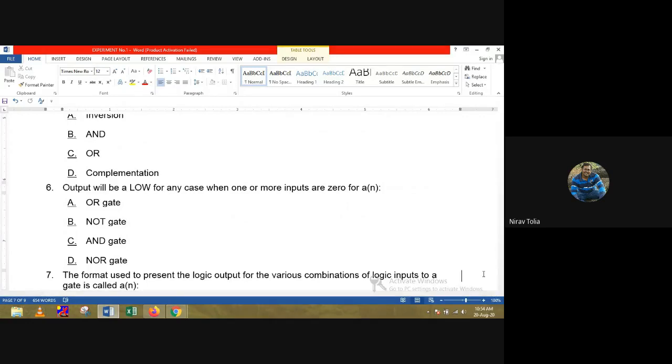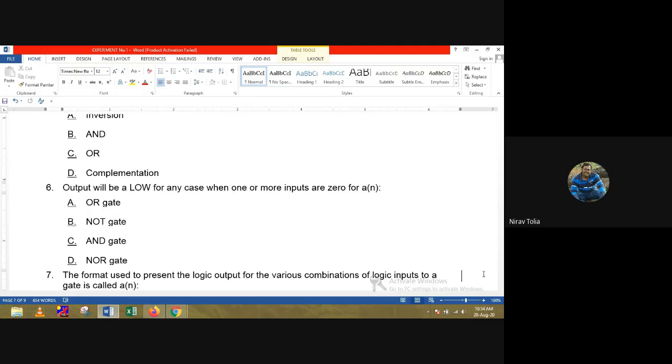For the next one, the output will be low for any case when one or more inputs are 0. For which gate? Keyur gives the answer, Parthiv gives the answer.